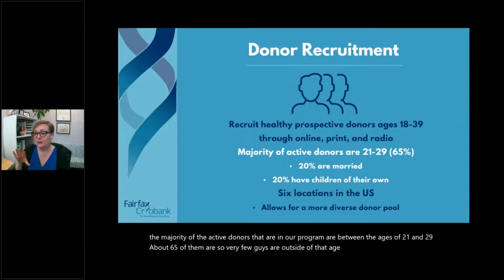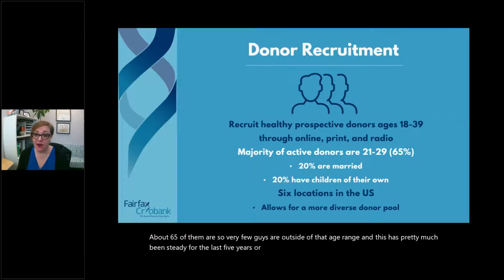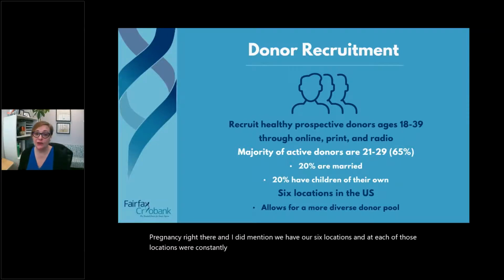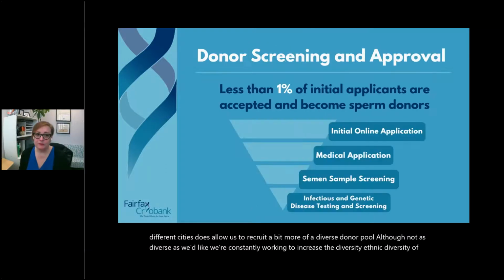And this has pretty much been steady for the last 5 years or so. About 20% of our active participants are married and or have their own children. So that's always nice. That's an immediate proven pregnancy right there. And I did mention we have our 6 locations, and at each of those locations, we're constantly recruiting and screening and processing donors. And so being in 6 different cities does allow us to recruit a bit more of a diverse donor pool, although not as diverse as we'd like. We're constantly working to increase the ethnic diversity of our donor pool.